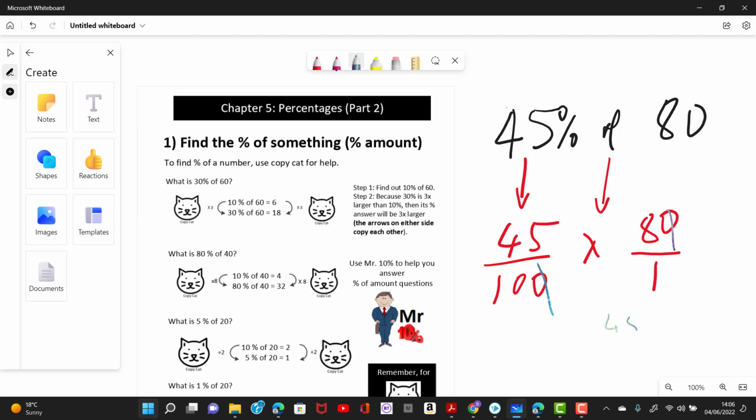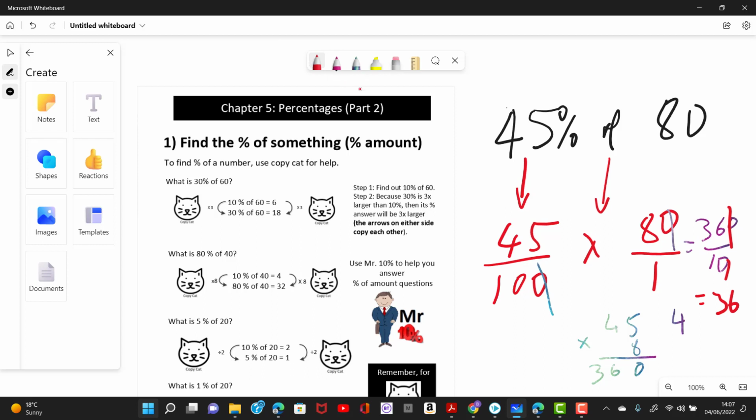So if we do that, 45 times 8. 8 times 5 is 40. 4 times 8 is 32. Add 4, 360. And then for 360 divided by 10, cross off the matching 0, and it equals 36. That's it. So that's all you have to do.